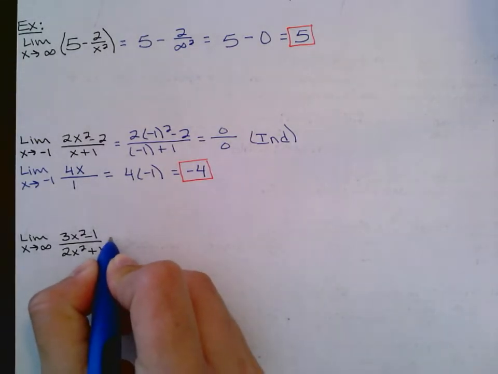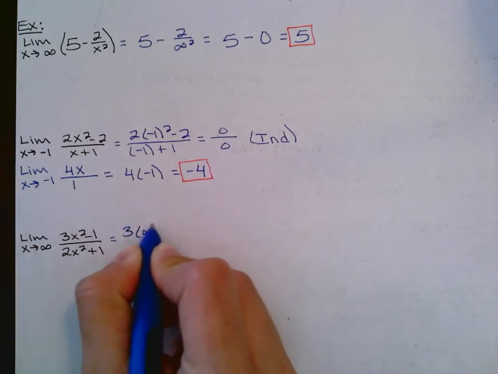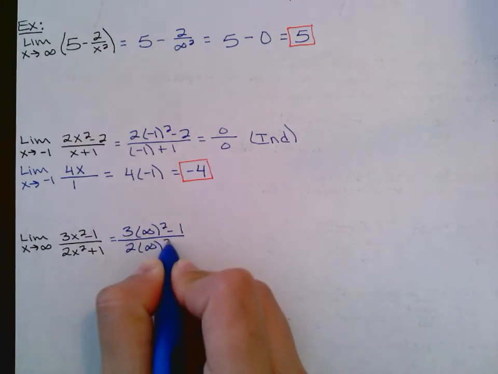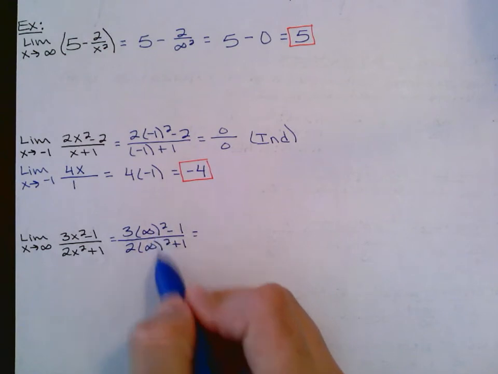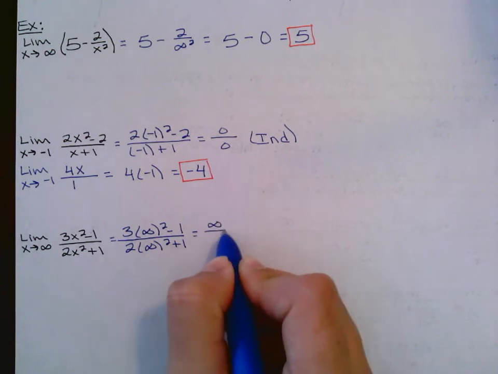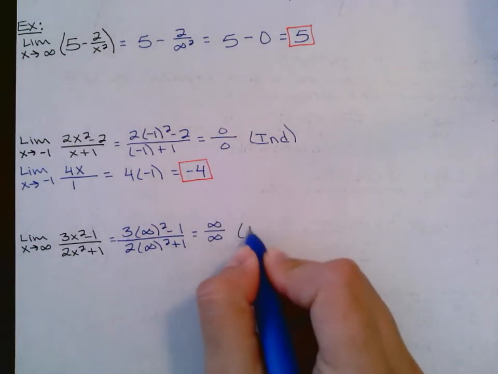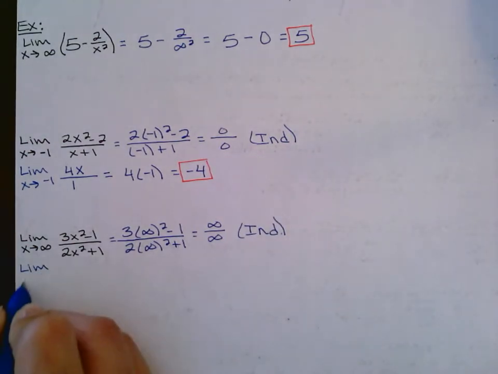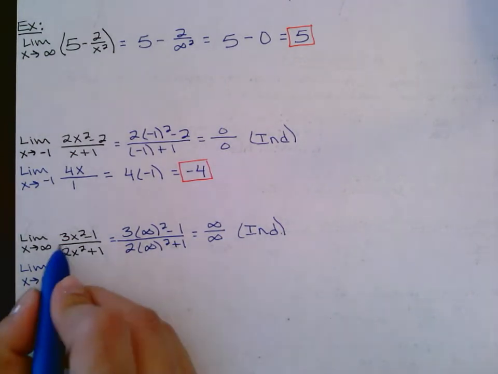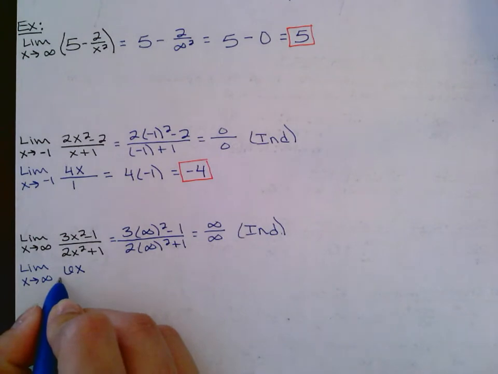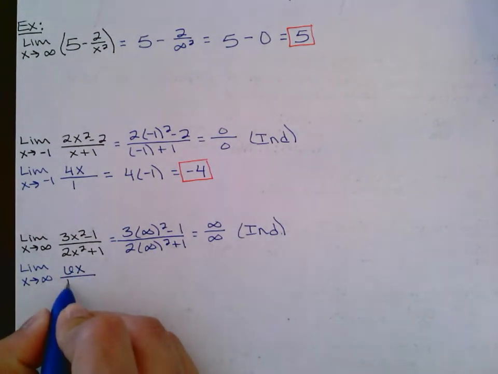Let's check this one out. 3 times infinity squared minus 1 over 2 times infinity squared plus 1. Well, infinity squareds times a number is still infinity, and if I subtract or add 1 from infinity, they are still infinities. Okay? So here's an indeterminate. I can do L'Hopital's now. Derivative of 3x squared is 6x. Okay? Derivative of -1 is 0. Derivative of 2x squared is 4x.